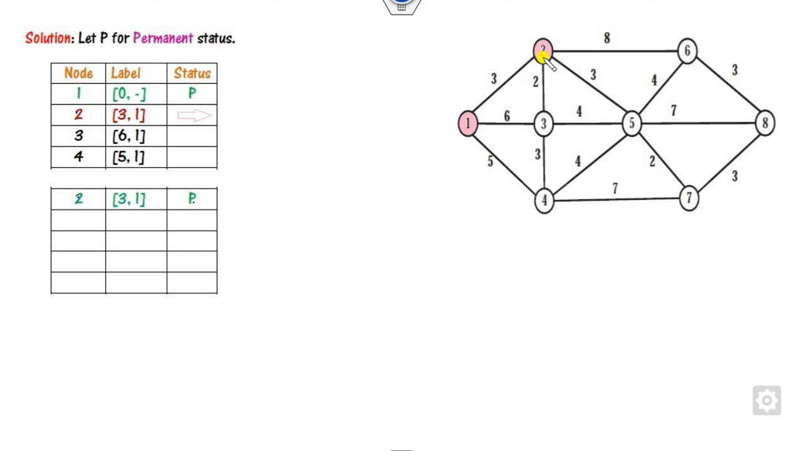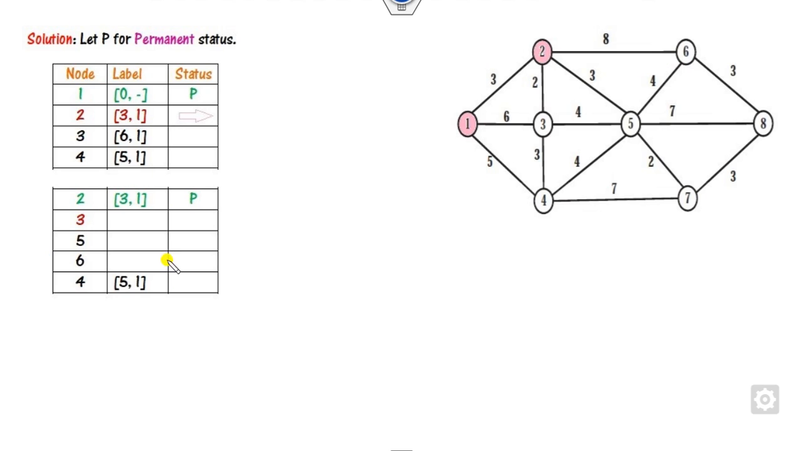Look at this figure. From 2 you can go either to 5 or to 3, so there are three possible ways: 3, 5 and 6. Is there any remaining one? You can see the previous temporary nodes are 3 and 4. 3 is already included, but 4 is not there, so I can copy this 4 value and paste it here. Now we can find the values of 3, 5 and 6.